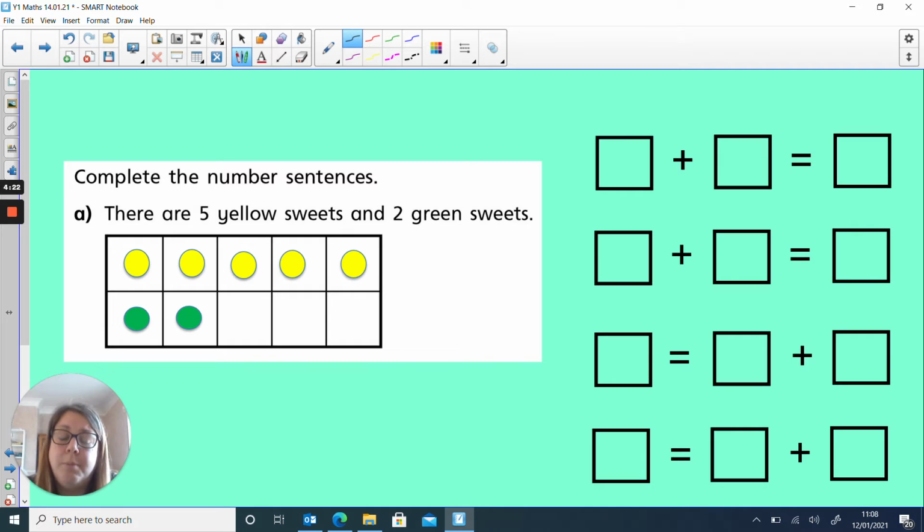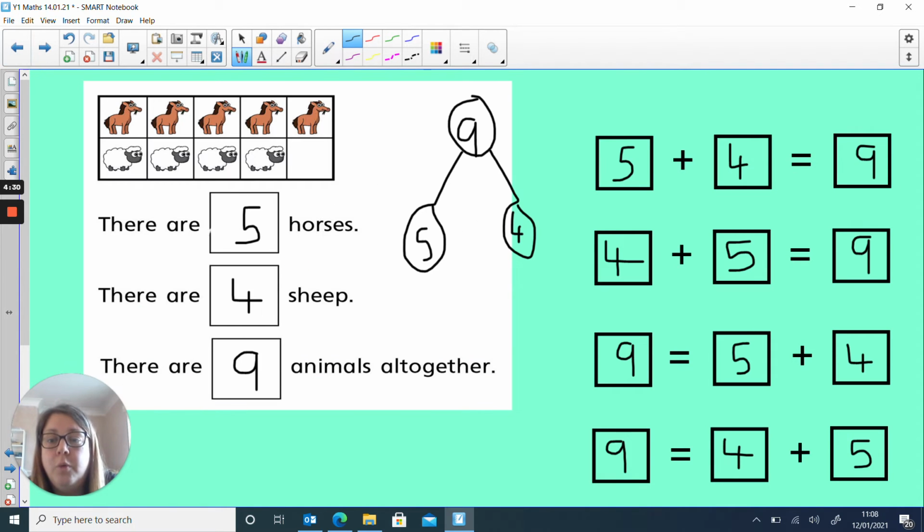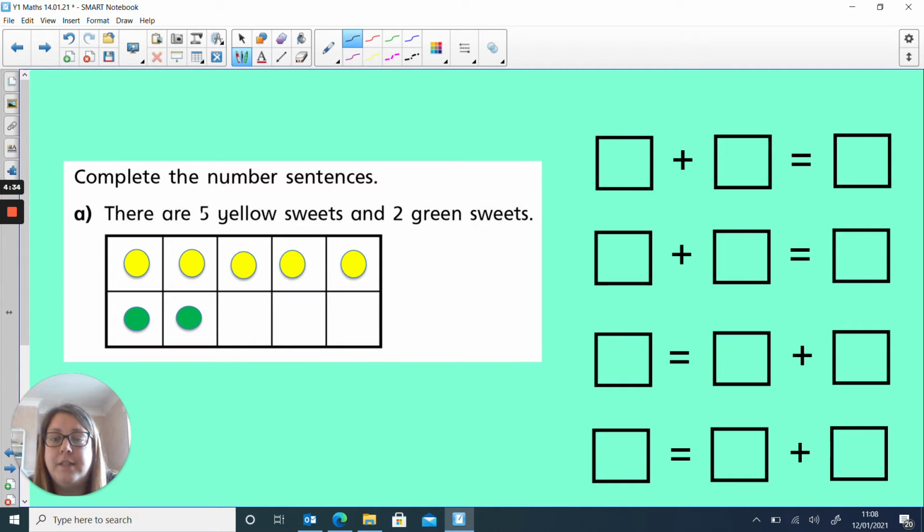So I want you to pause the video and have a go at writing the 4 addition sentences to match my 10 frame, just like we did here. Work it out, and then do your addition sentences. So you've got 5 yellow, 2 green. You need to work out the whole and then write me 4 addition sentences. If you need to do the cherry diagram or the bar model to help you, that's absolutely fine. But if you don't, that's okay as well. So pause the video and have a go.